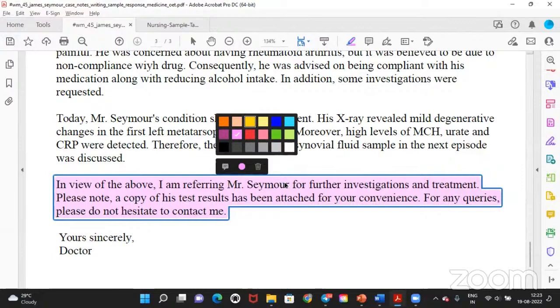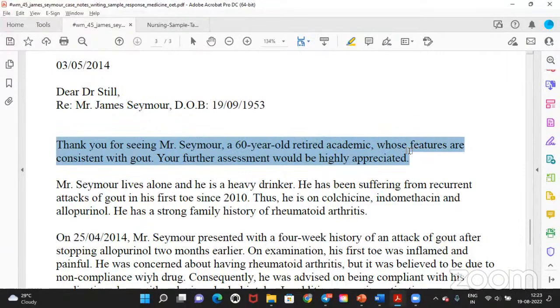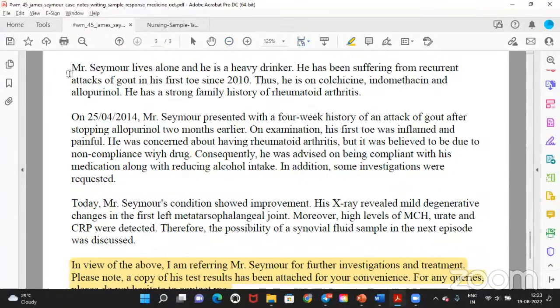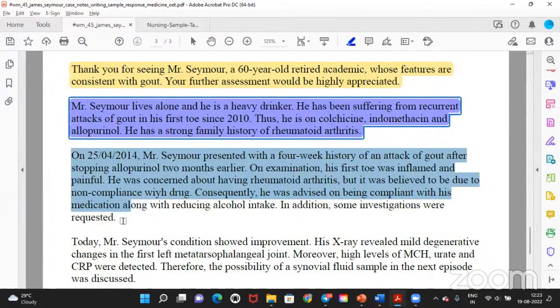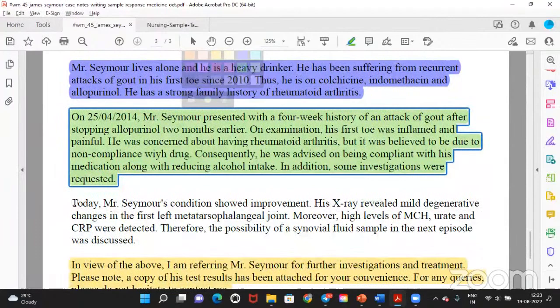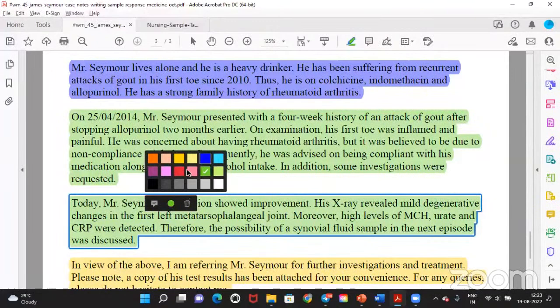Thank you for seeing Mr. Seymour, a 60-year-old retired academic whose features are consistent with gout. Your further assessment would be highly appreciated. So this is the introduction. Now, how many paragraphs are left to see there? This is paragraph number one, then paragraph number two. And this is paragraph number three, the 2 days visit. So three paragraphs, these are the three body paragraphs.